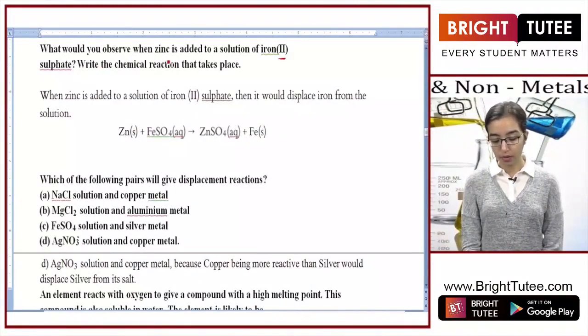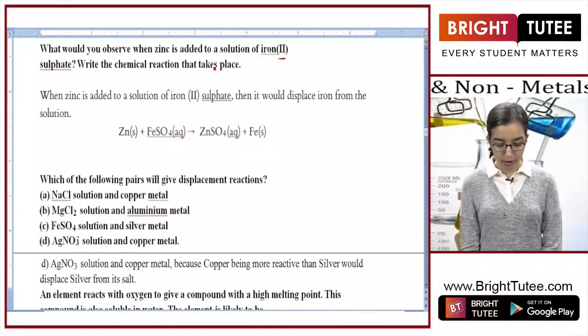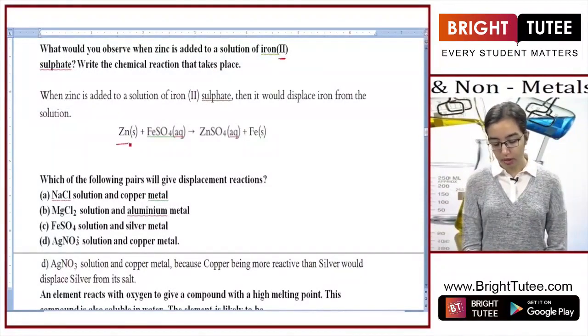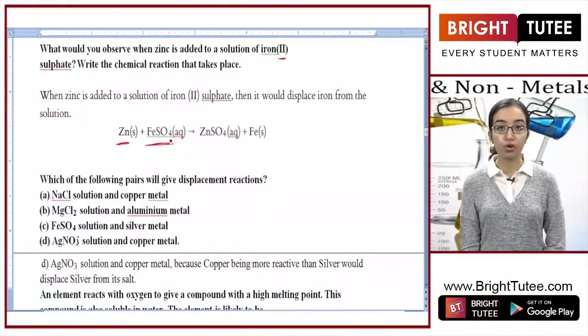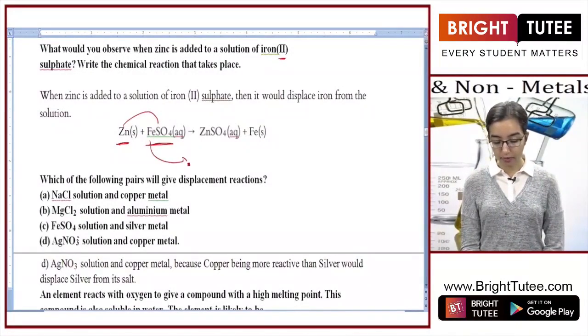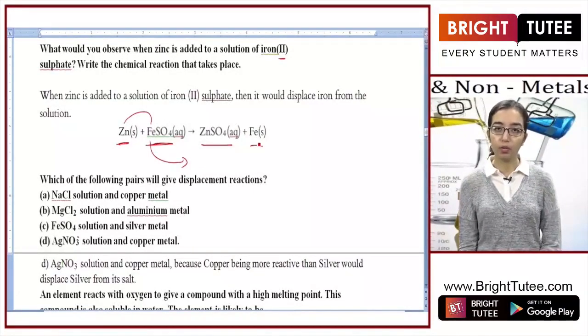So what would you observe when zinc is added to the solution of iron sulfate? Write the chemical reaction that takes place. So zinc would react with FeSO4. As you know, zinc is higher up on the reactivity series. Zinc would displace iron, iron would get removed, and zinc sulfate and iron would be formed. So this is how this reaction would occur.